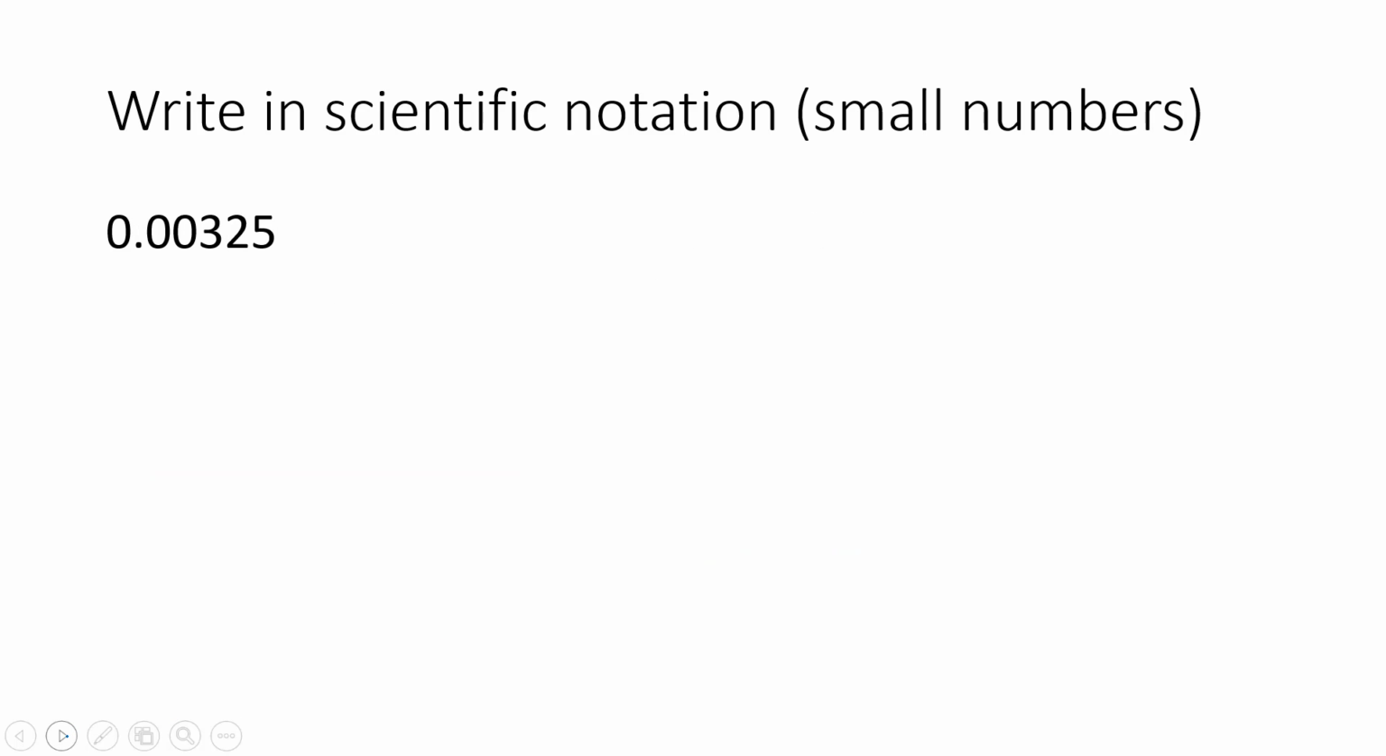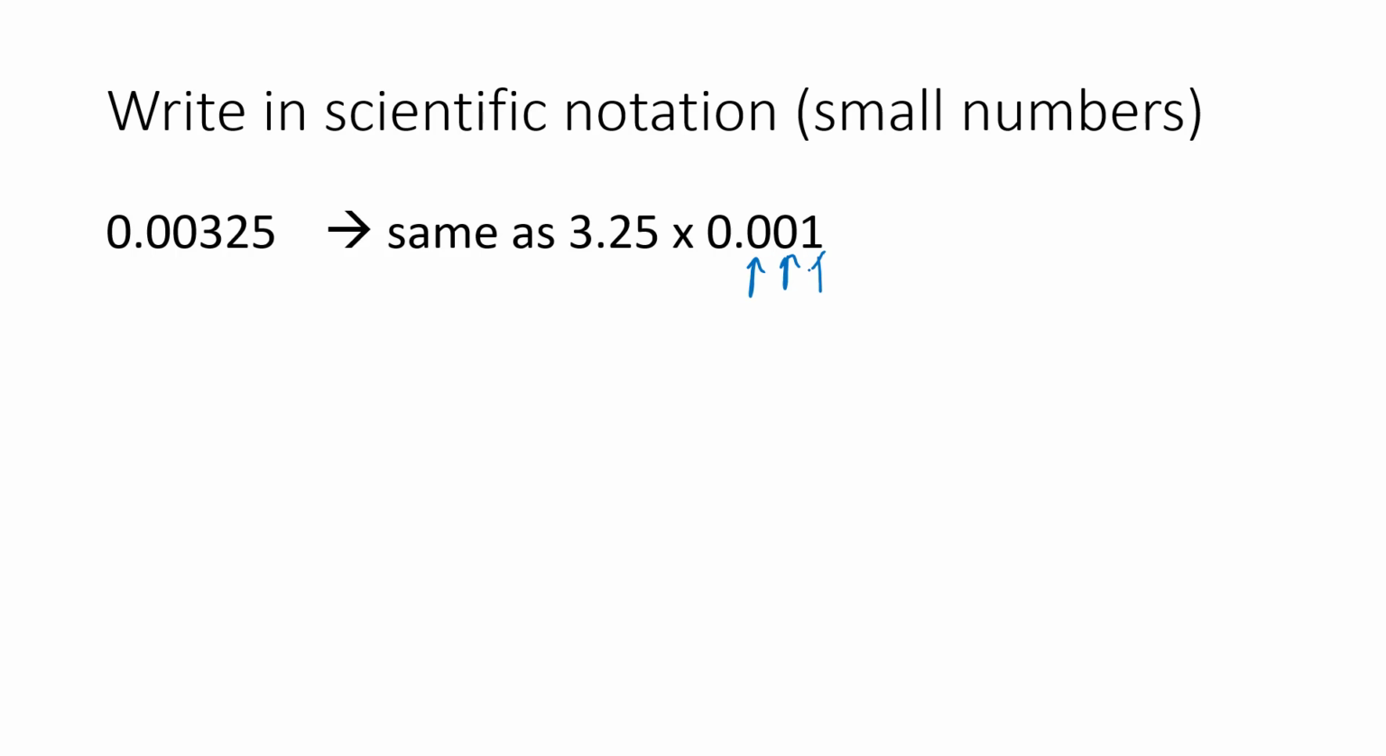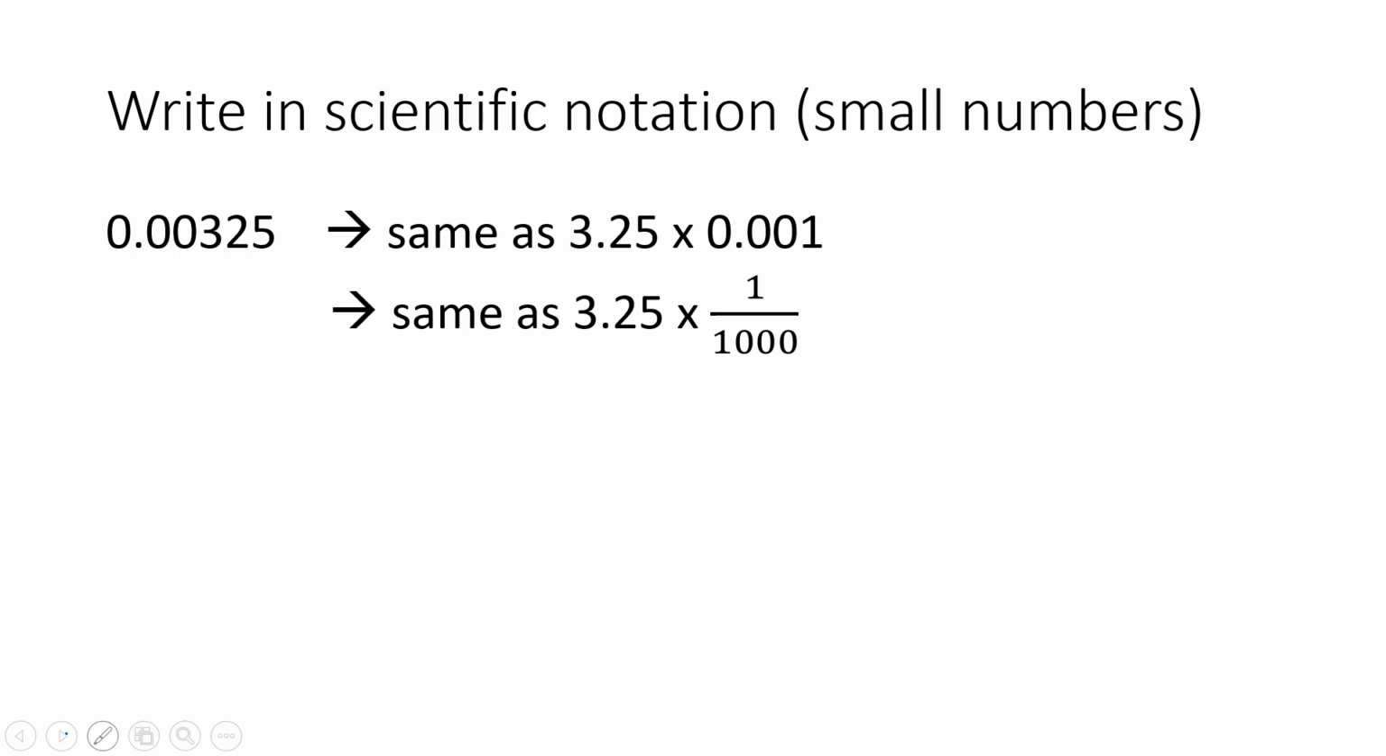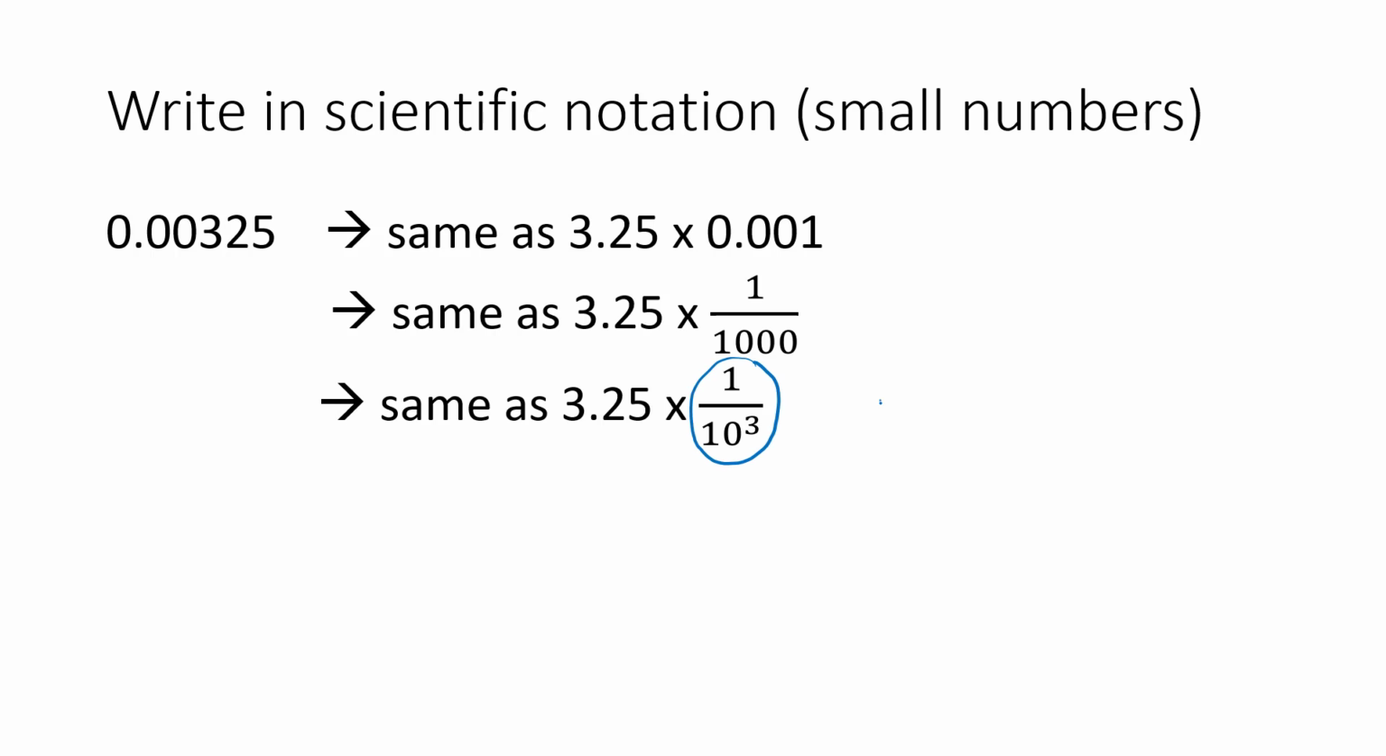What about small numbers? Well, this 0.00325, that's the same as 3.25 times 0.01. Of course, now that 1, this is the 10ths place, this is the 100ths place, this is the 1000ths place. So that means that that's the same as 3.25 times 1 over 1,000. Well, let me write that as a power of 10. But remember, I don't want a fraction here, I want 10 to a power. So I'm going to write that with a negative exponent.